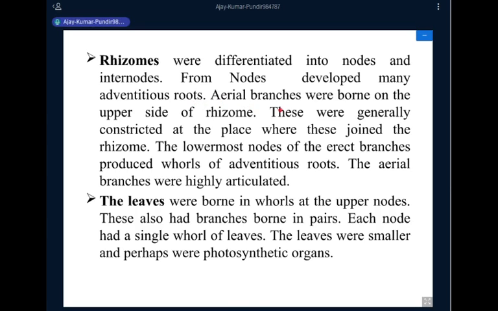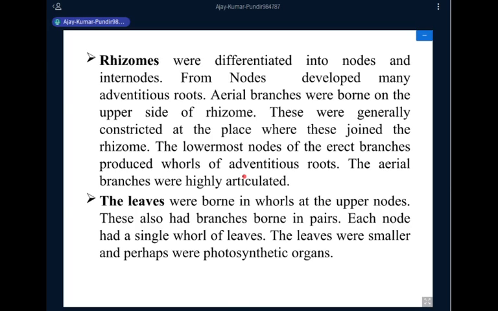Aerial branches were, or was, you can see that was and were are used for fossil plants. Aerial branches were borne on the upper side of the rhizome. These were generally constricted at the place where they joined the rhizome. The lowermost node of the aerial branches produced a ring of adventitious roots.